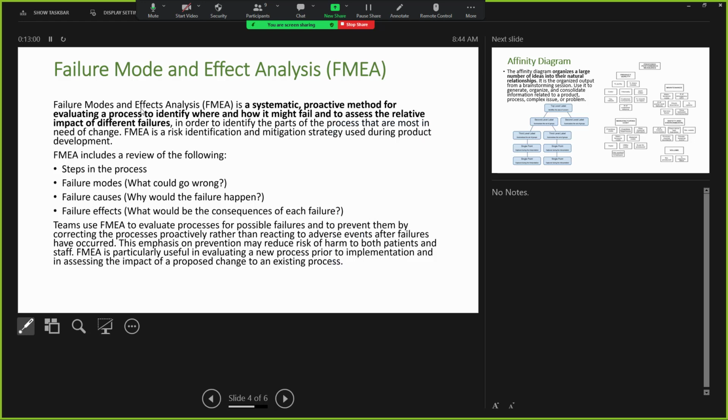So failure mode and effects analysis is a systematic, proactive method for evaluating a process to identify where and how it might fail. So it starts from how it might fail. When we are starting a project itself, we identify how it might fail and assess the relative impact of the different failures. It has steps in the process: failure mode, what could go wrong at each level. This is one of the questions that we need to raise, get the answers, and document. And failure causes: what could fail, and why would the failure happen. And failure effects: if it fails, which areas are going to be affected.